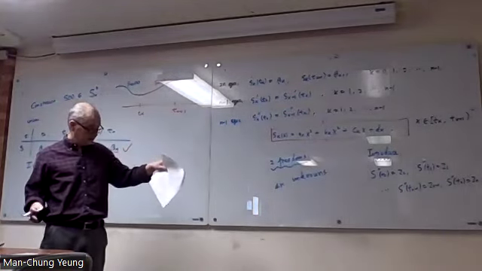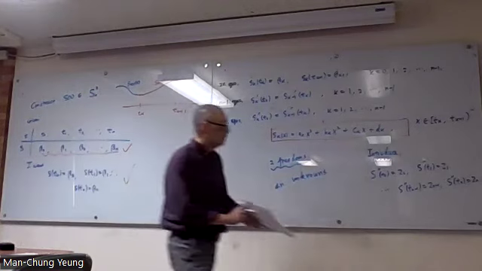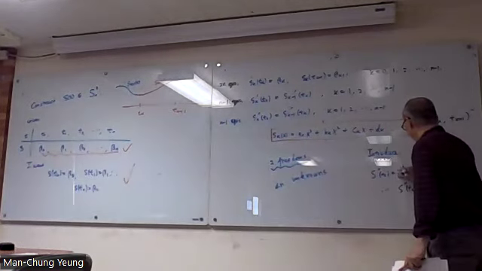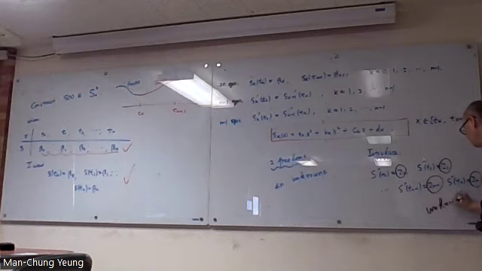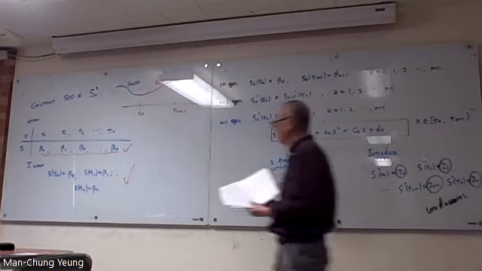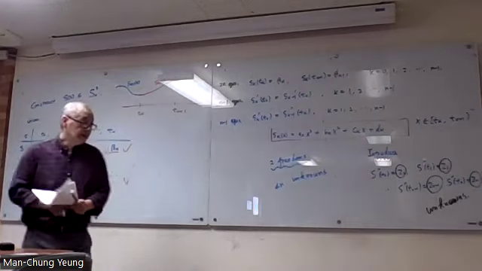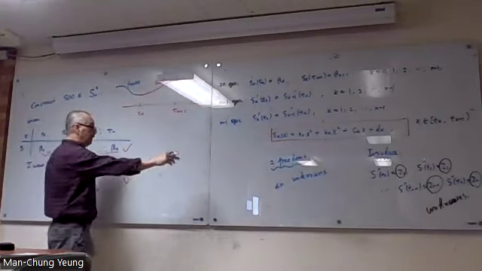C0, C1, these numbers we don't know. These are unknown. I will determine the unknowns. Now I will determine C.